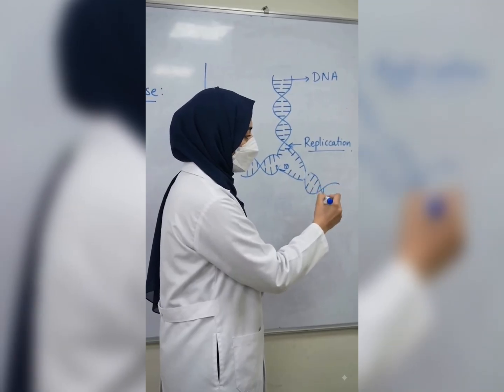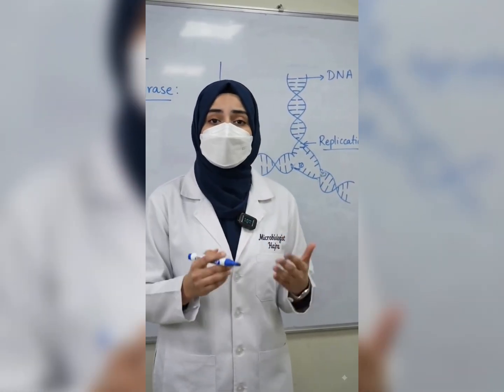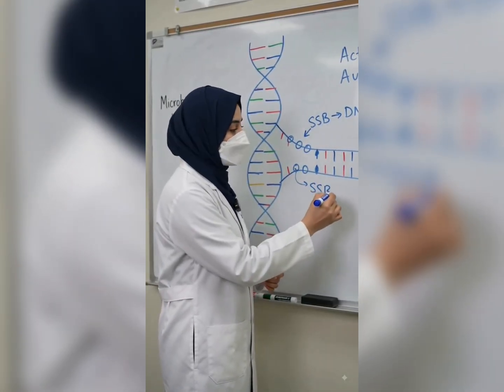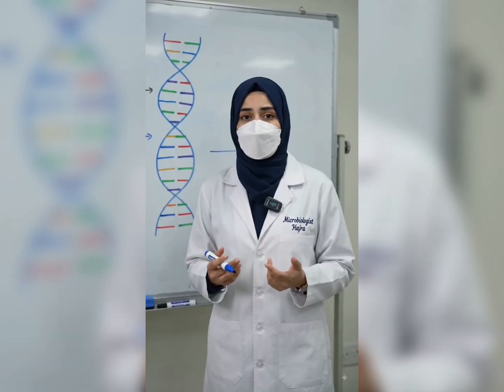Topoisomerase relieves strain. The separated strands tend to come back together, so they need to be stabilized. This is done by SSB proteins. They prevent the strands from rejoining.